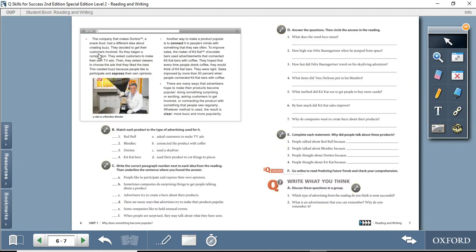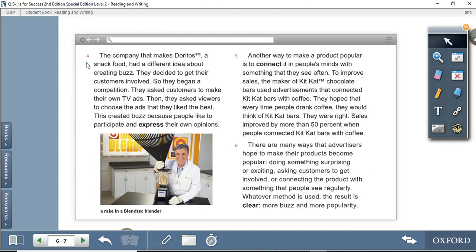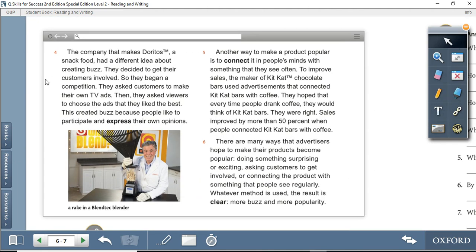The company that makes Doritos, a snack food, had a different idea about creating buzz. They decided to get their customers involved, so they began a competition. They asked customers to make their own TV ads, then they asked viewers to choose the ads that they liked the best. This created buzz because people like to participate and express their own opinions.